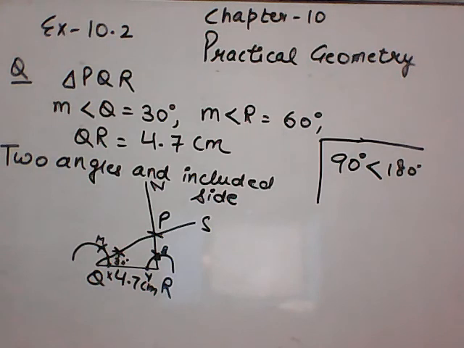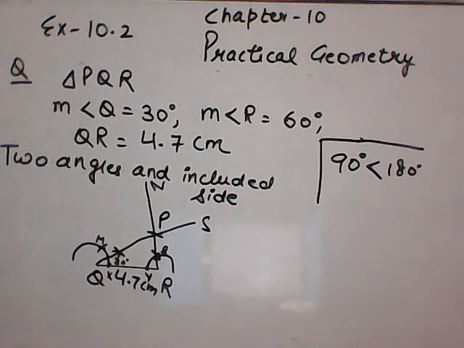Firstly, you have to draw a line segment QR of 4.7 centimeters with the help of a compass. You have to draw an angle of 30 degrees at point Q, and with the help of a compass, you have to draw an angle of 60 degrees at point R. Where these two angles meet, we name the point of intersection as P. Now it is the required triangle PQR.